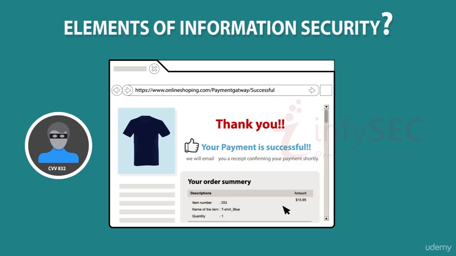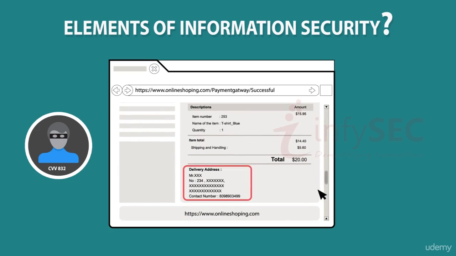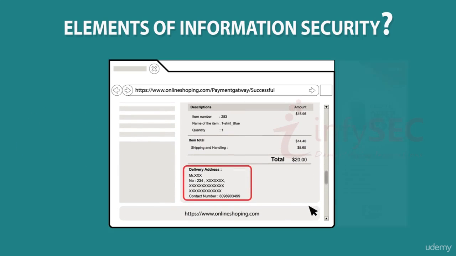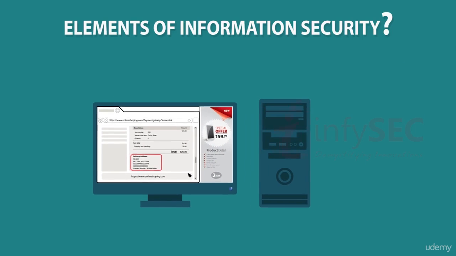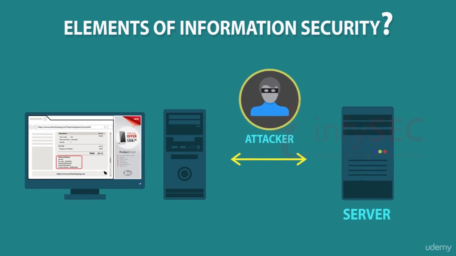Let's say you have placed your order and paid for it, but in the bill you find the delivery address to be a different one. Uh-oh, what happened? An attacker pushing himself between you and the server has tampered with the data and made the delivery address data point to his own address. The integrity of the data is lost here, which is the second element of information security.